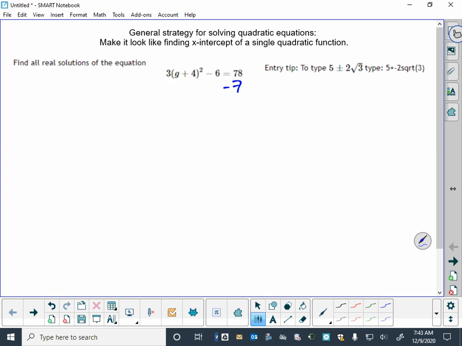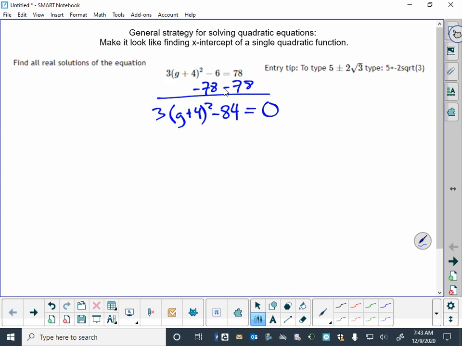So it would be a reasonable first step to subtract 78 from both sides of this, because finding zeros or x-intercepts or roots involves making the output equal to 0. So it'll make this look like a quadratic equation. What's that going to be? 84. That is set equal to 0. This one happens to be in vertex form.